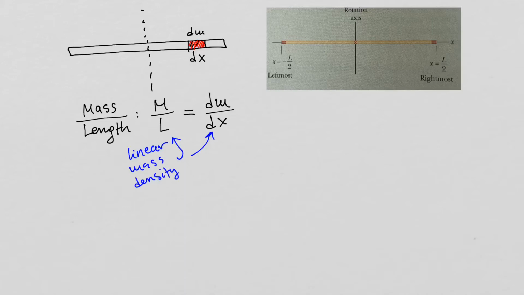But now I have a way to relate or express the mass of the mass element dm with the linear mass density of the rod and the length of the mass element dx. So dm is equal to the mass divided by the length of the rod times dx. So that is what I'm going to use to switch the variables of integration.